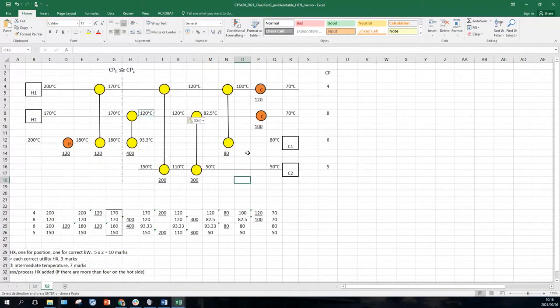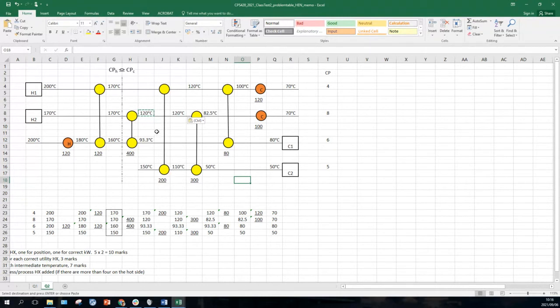Okay, never mind. It's very easy to miss delta T min violations. So that's probably what you found in your tutorial, that when you started designing this heat exchange network from scratch, you might have put in 500 over here, 400 over here, and missed that those two temperatures are the same. It's very easy to do.